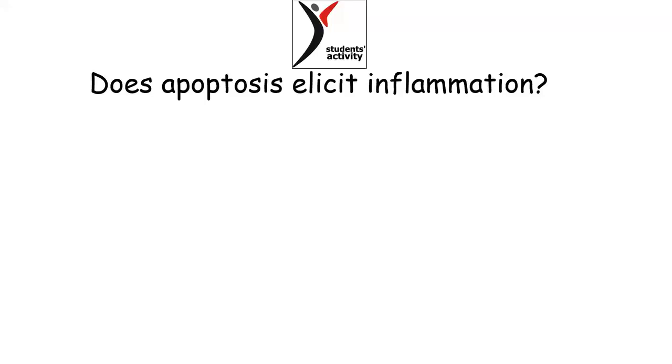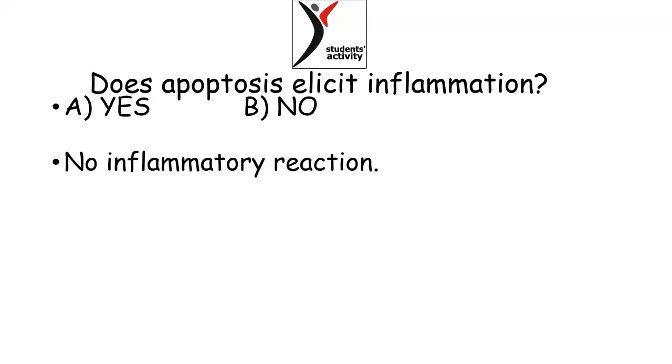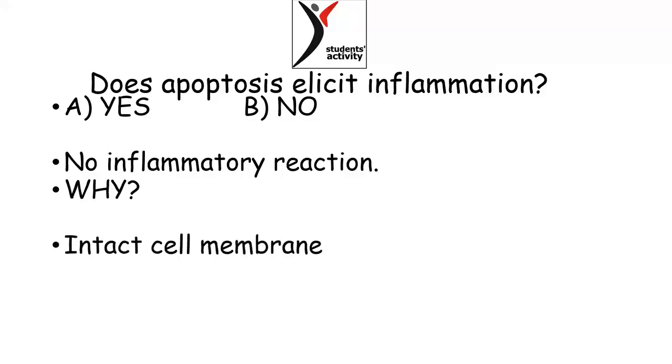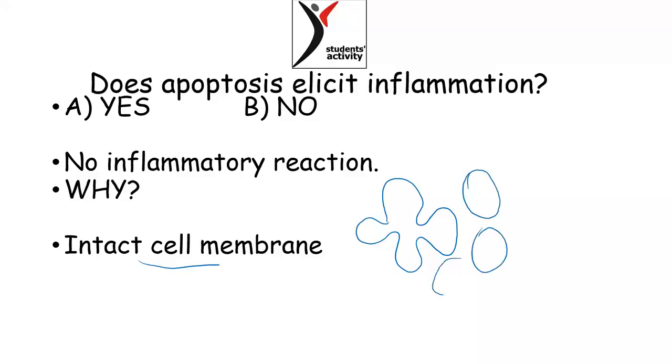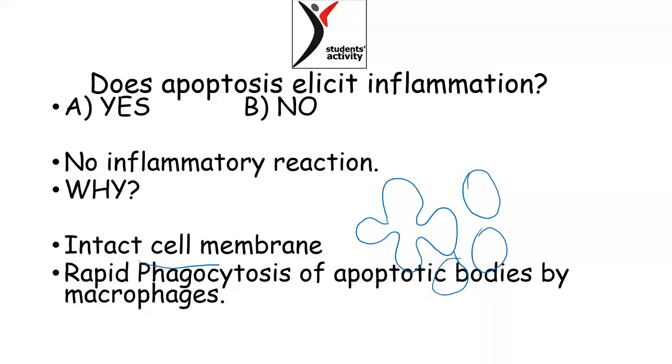Does apoptosis elicit inflammation? Yes or no? No inflammatory reaction. Okay, why? We have two factors responsible for that. The first one is that we have an intact cell membrane. These convolutions are associated with an intact cell. The second point is the rapid phagocytosis of these apoptotic bodies by macrophages and adjacent cells, and so the cell will completely disappear.